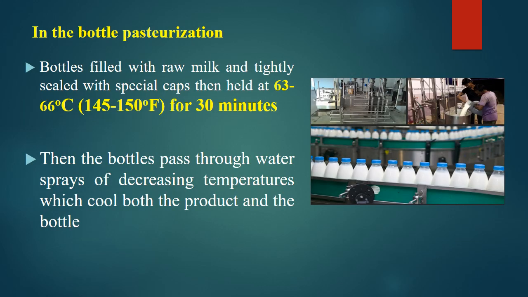Now first we will discuss in-bottle pasteurization. This is an old practice for pasteurizing the milk in the bottle, mostly in earlier days in glass bottles. Later, of course, it is done with plastic bottles also. Bottles are first filled with raw milk and tightly sealed with special caps, then held at 63 to 66 degrees Celsius for 30 minutes. In earlier days, first the glass bottle was filled with milk, then tightly sealed, and then heated. Later the bottles pass through cold water sprays for cooling the temperature of the milk and the bottle also. So this is very brief about in-bottle pasteurization.